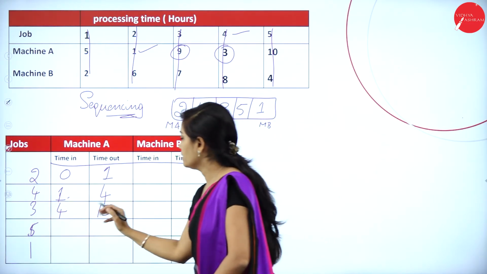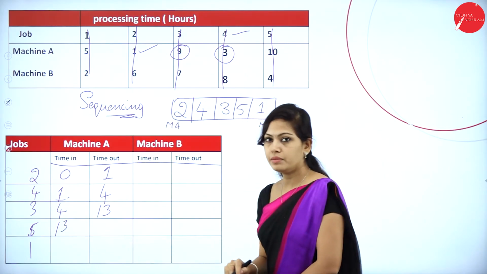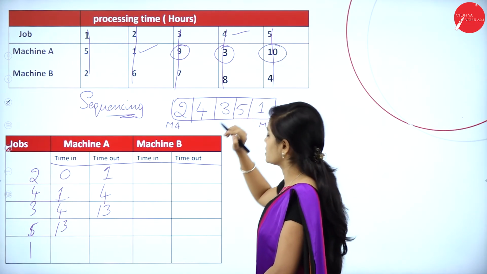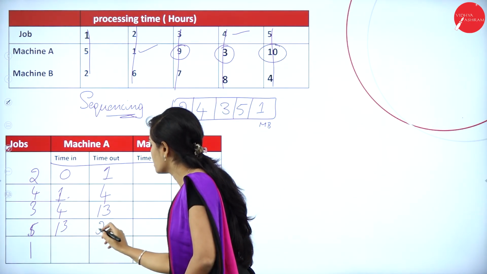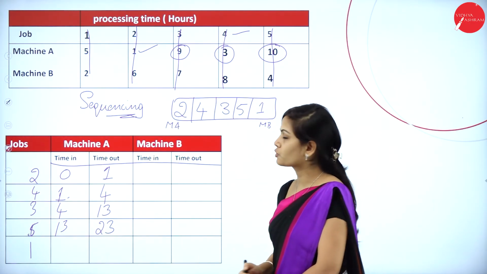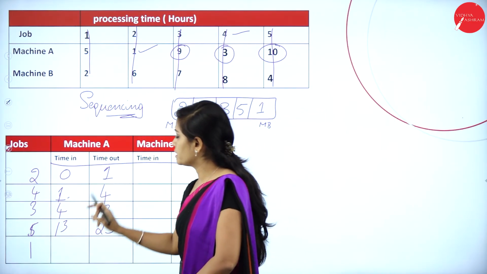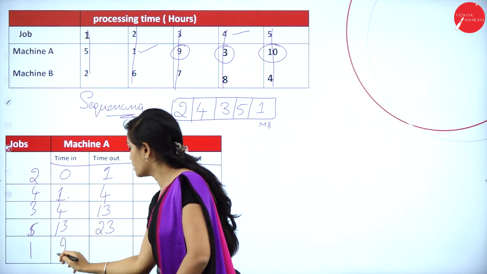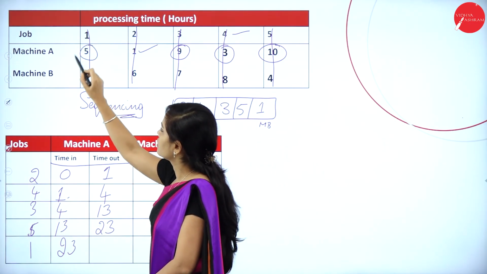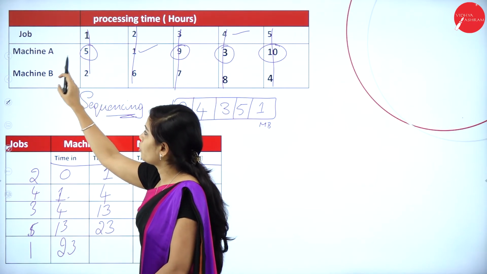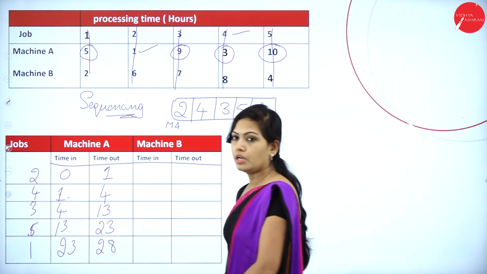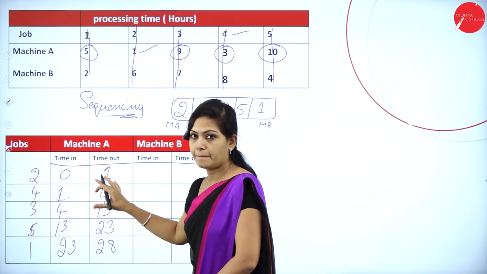Clear? And again, it will start its working from 13. And job 5 processing time on machine A is 10. So, 10 plus 13 is 23. It is very simple, easiest problem. So, easily you can score. And the last job is job 1. So, again it will start its working from 23. And 23 plus job 1 processing time on machine A is 5. So, 23 plus 5 is equal to 28. So, this is for machine A.